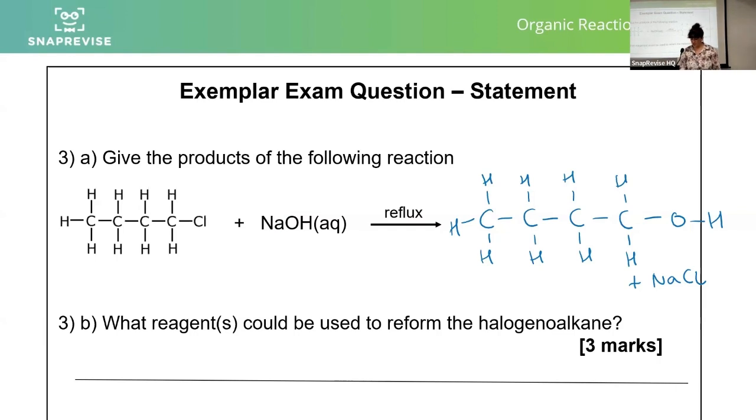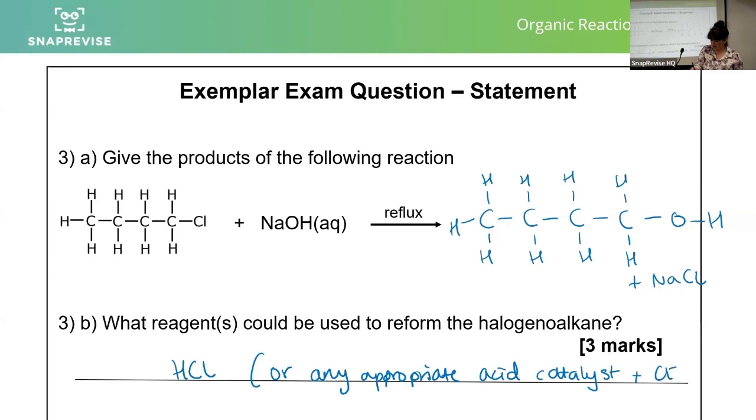Next question, what reagents could be used to reform the halogenoalkane? How do you go from an alcohol to a halogenoalkane? Well, I'm going to need a Cl minus ion and an acid catalyst. So HCl would work perfectly, or any appropriate acid catalyst and a Cl minus ion, so an appropriate chloride salt. I would just remember HCl if I were you, it's easier.